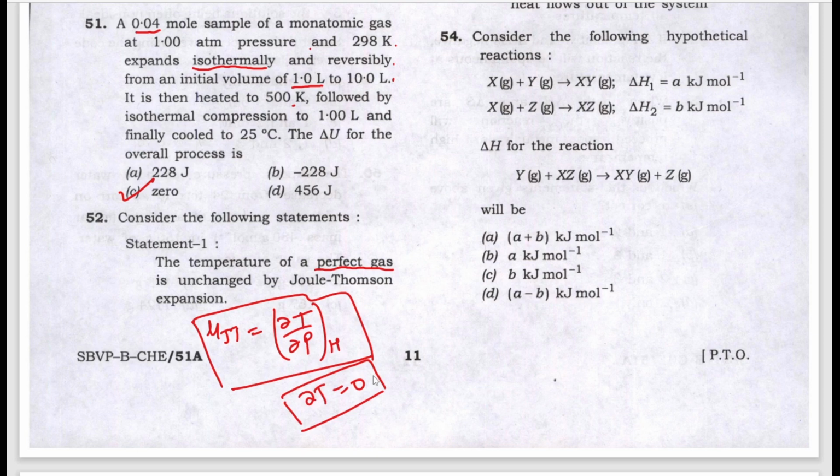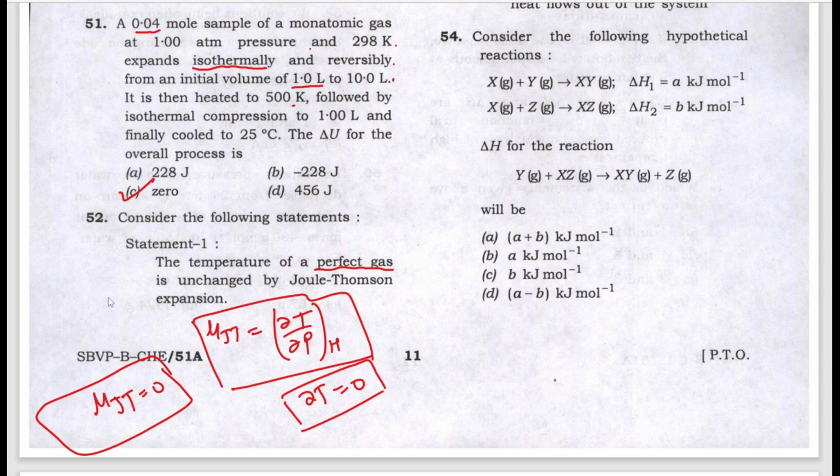If change in the temperature is zero, then in the ideal gas, the gas will expand in vacuum and there is no absorption or evolution of heat. So that's why mu JT will be zero. So the Joule-Thomson coefficient will be equal to zero in the case of a perfect gas.